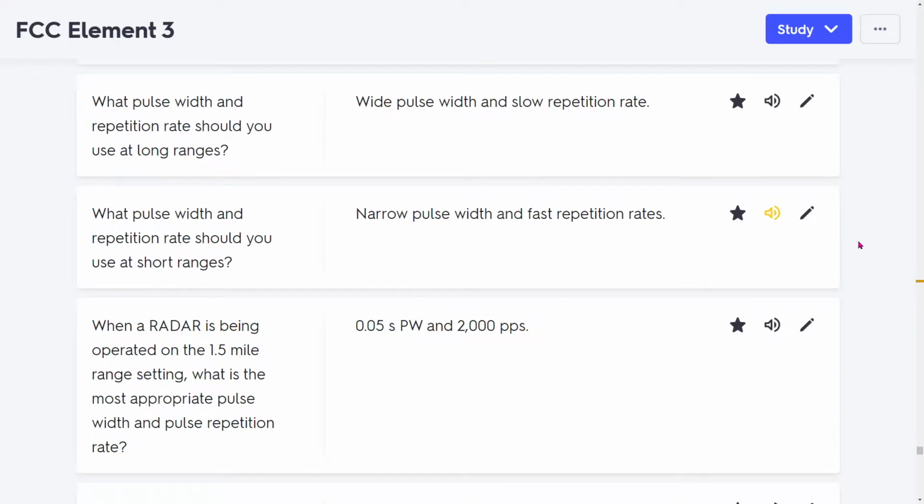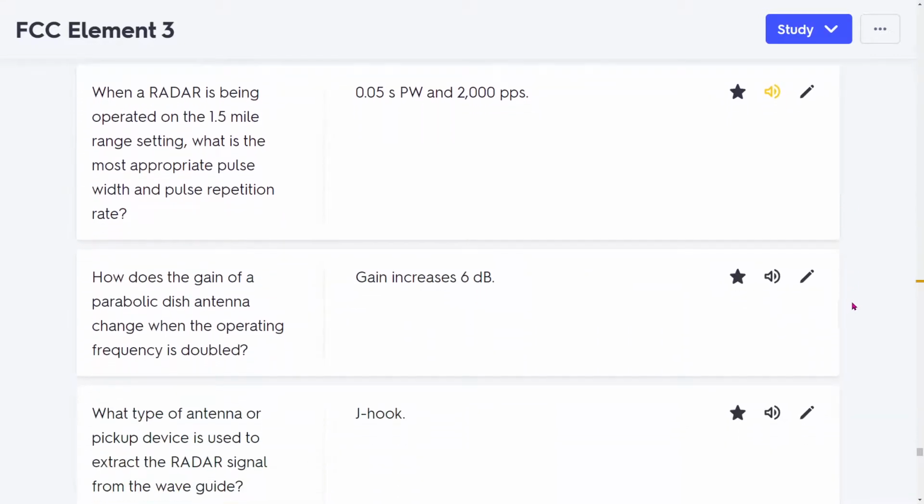What pulse width and repetition rate should you use at short ranges? Narrow pulse width and fast repetition rates. When a radar is being operated on the 1.5-mile range setting, what is the most appropriate pulse width and pulse repetition rate? 0.05 µs PW and 2000 pps.